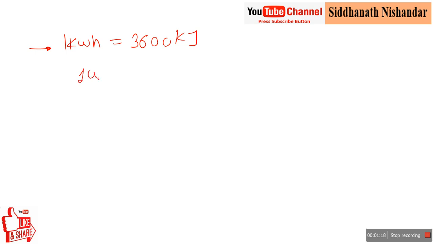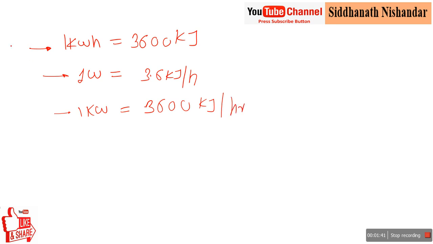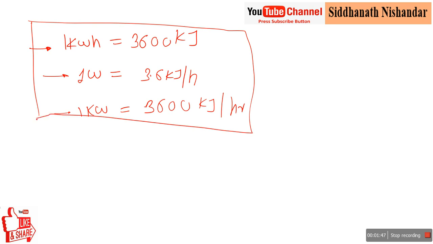Some numericals need another conversion: 1 watt is equal to 3.6 kilojoule per hour. And the last conversion we need in some numericals is 1 kilowatt equal to 3600 kilojoule per hour. Just remember these three conversions, which we need in the further numericals. They are very simple to convert, and I will also tell you during the solving of the numericals. Before that, just note down these conversions.